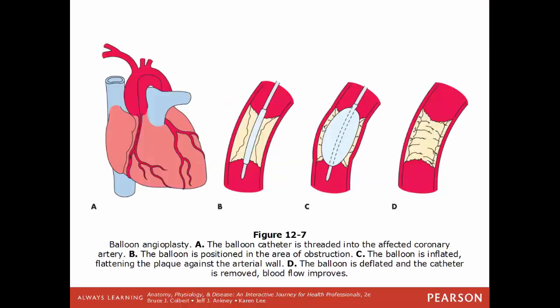Here's an example of how the balloon angioplasty would work. The catheter is threaded into the affected coronary artery here. The balloon is put in position here, right around where the plaques are. The balloon is inflated. They're pushing the plaques against the vessel walls to flatten them out. Then the balloon is deflated, and the catheter is removed, and the blood flow should improve.